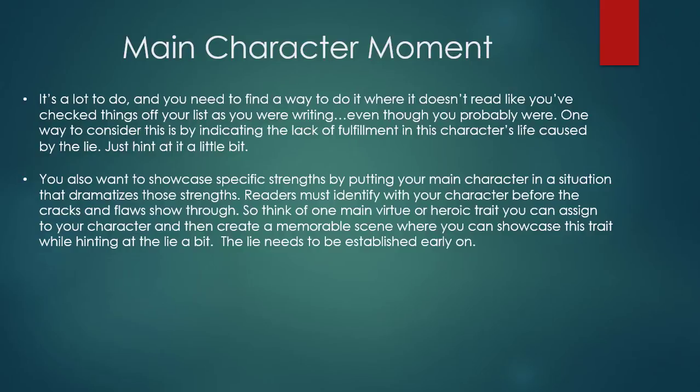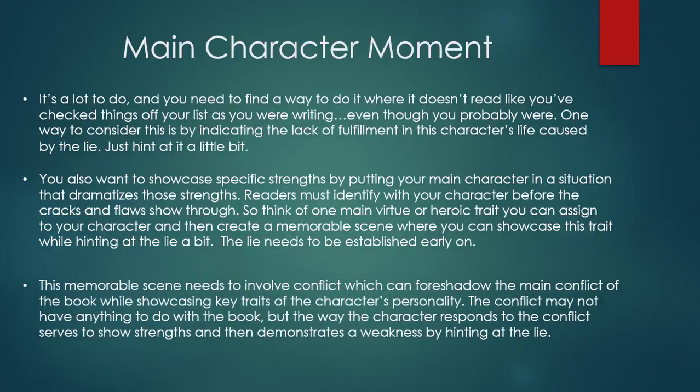Okay? So think of one main virtue or heroic trait you can assign to your character, and then create a memorable scene where you can showcase this trait while hinting at the lie a bit. So the lie needs to be established early on. This memorable scene needs to involve conflict, which can foreshadow the main conflict of the book while showcasing key traits of the character's personality. The conflict, though, may not have anything to do with the main conflict of the book. Like, it may not have anything to do with the plot per se.